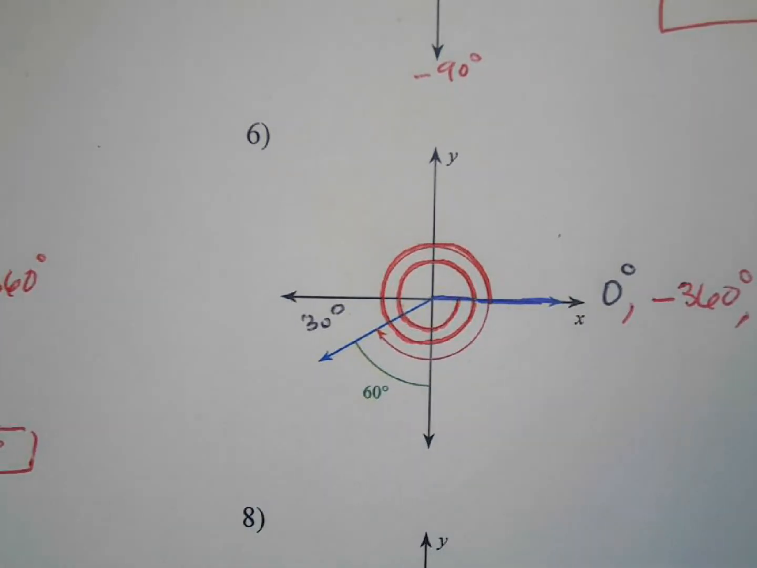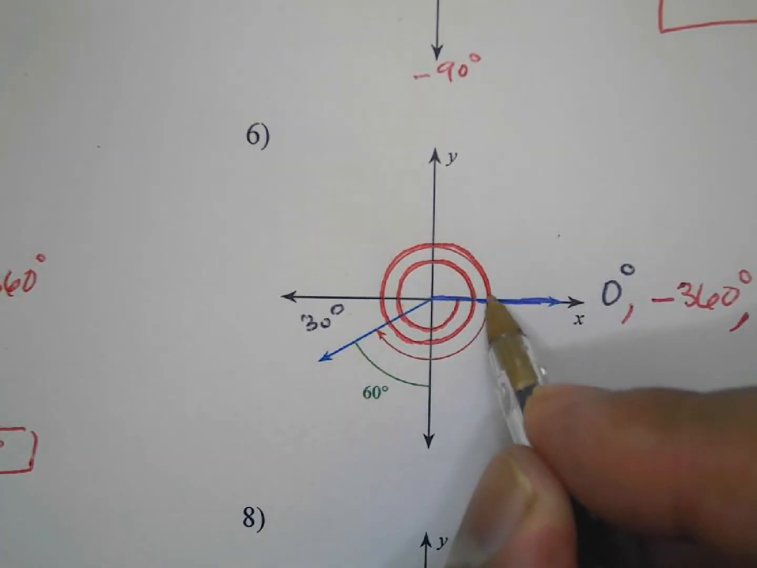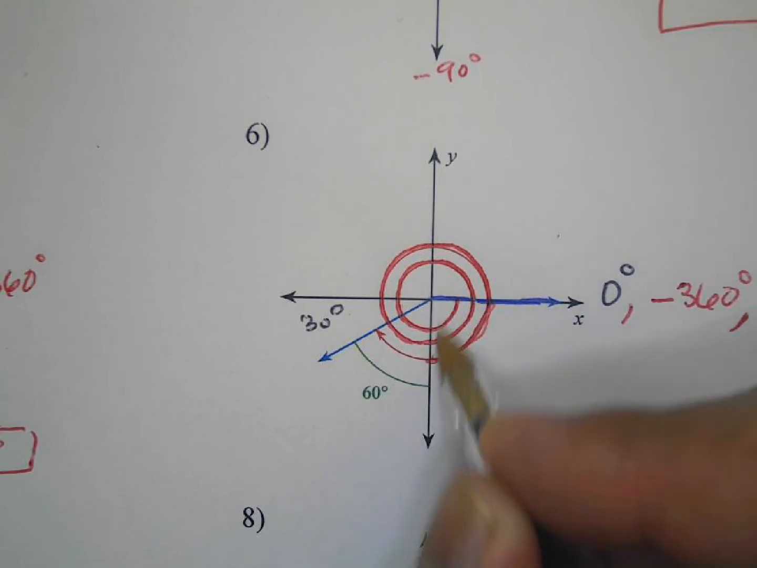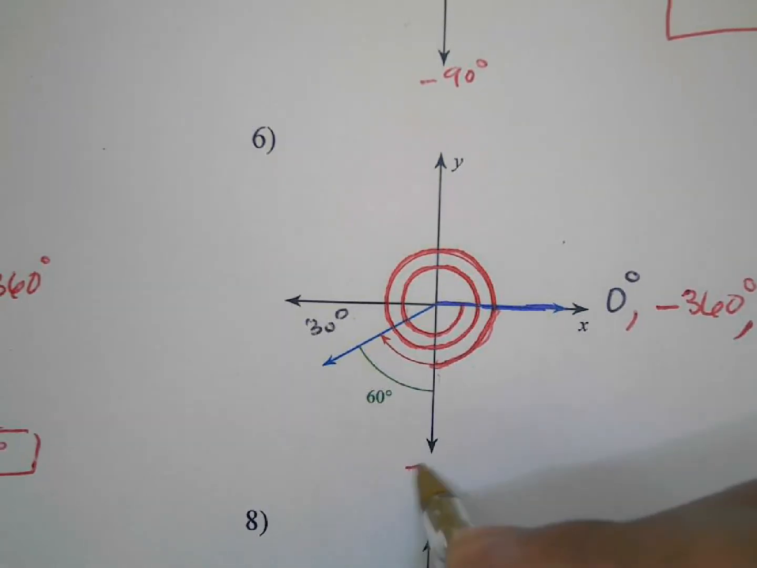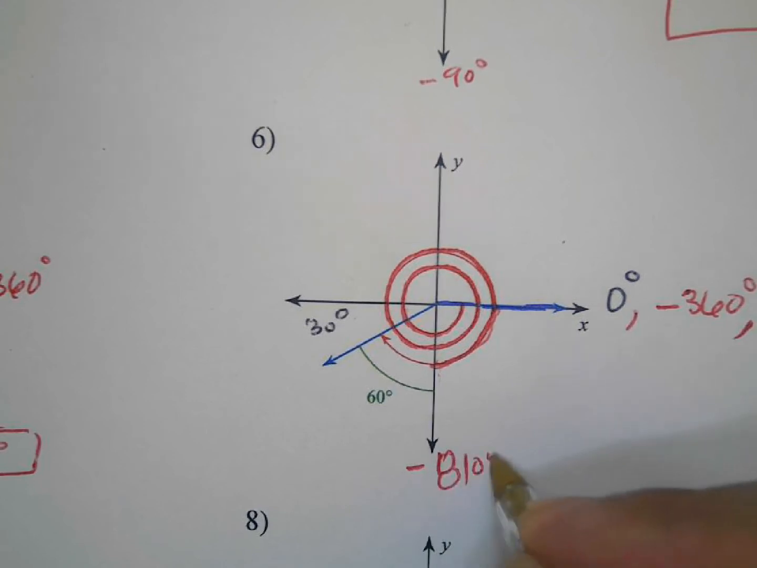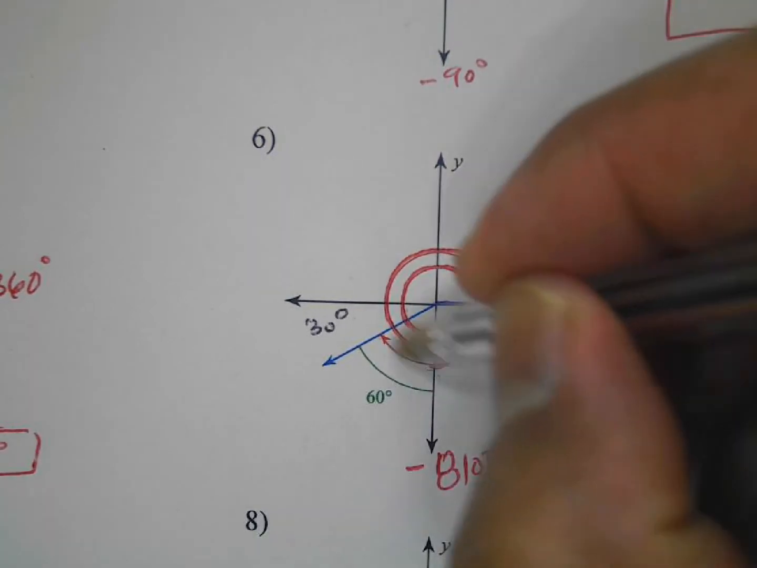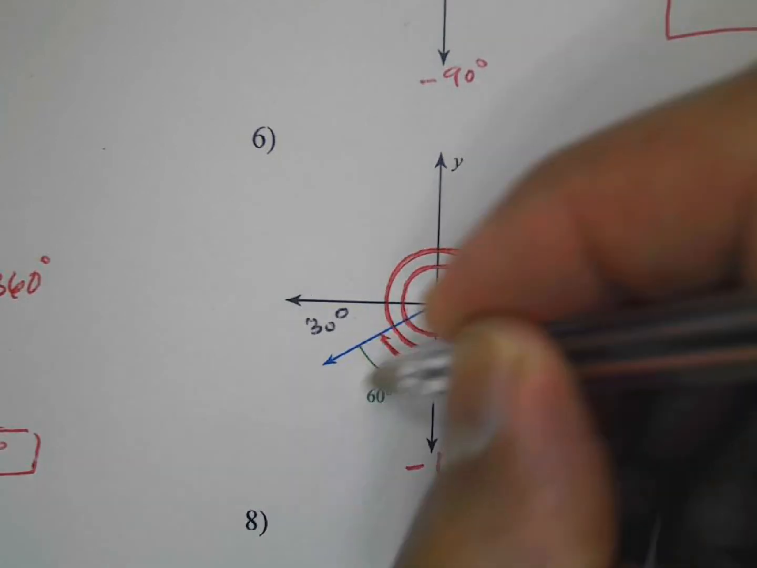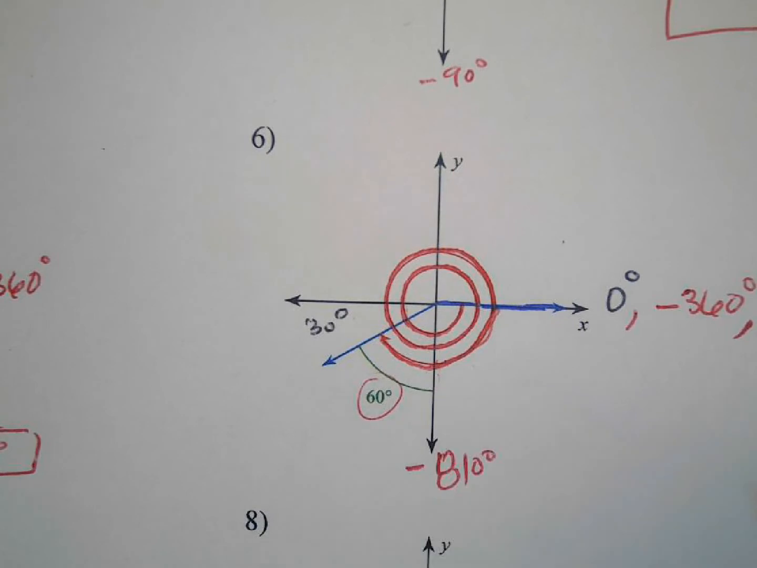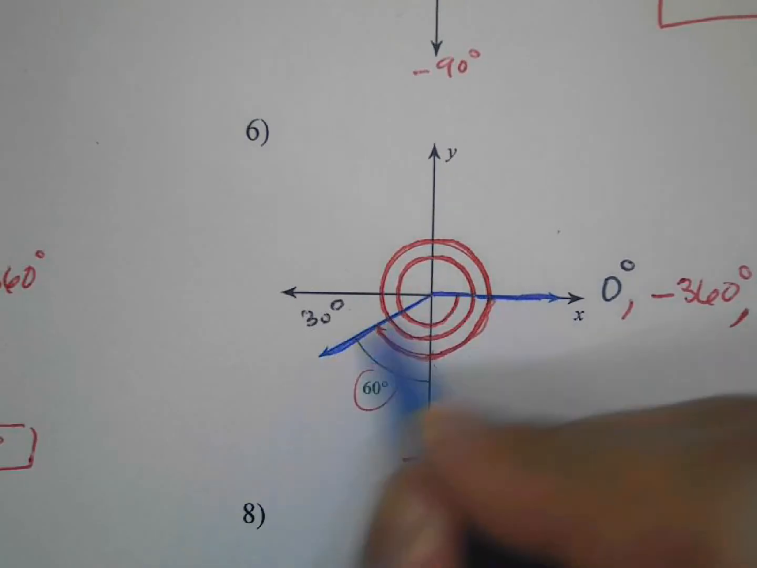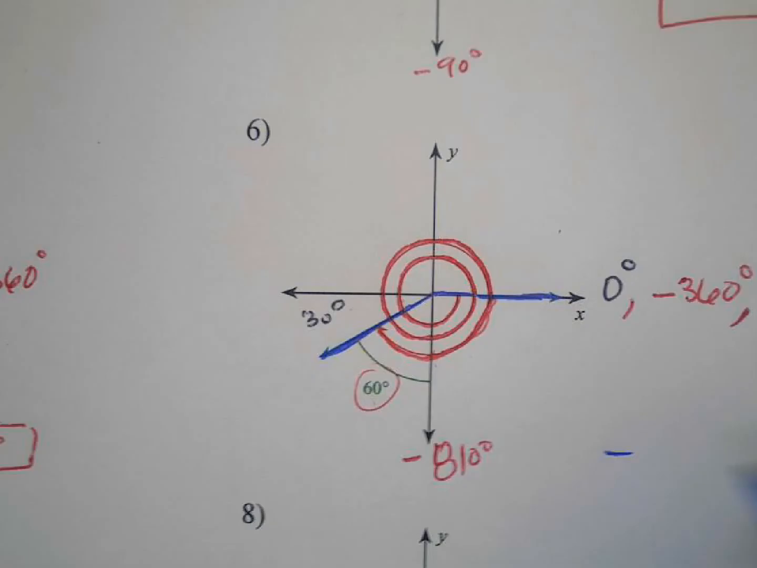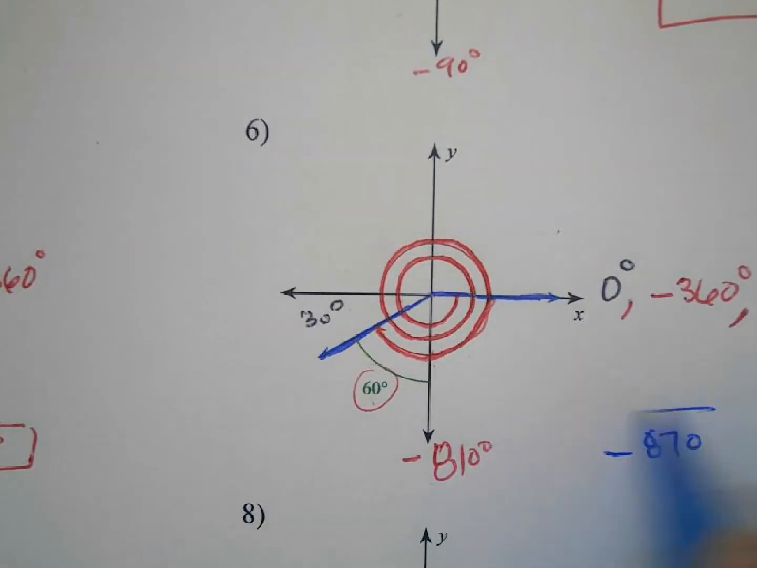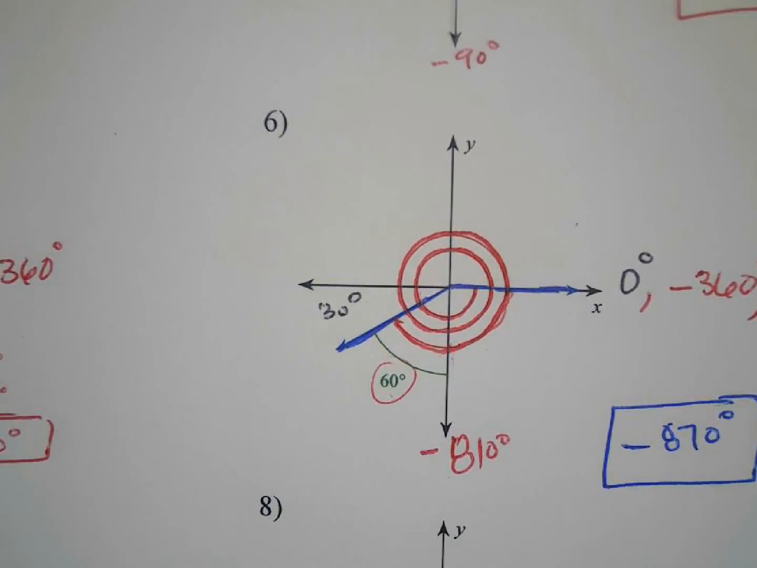So I'm 0, negative 360. Another negative 360 is negative 720. Now I'm right here at negative 720. Plus 90 more, because every quadrant is 90. So 720 and 90 is 810. So up to here is negative 810. And then how much more? 60 more, that's this little piece here. That's the 60. So 810 and 60. This angle here, all this around negative 810, and add 60 more to that. The answer for this one is negative 870 degrees.